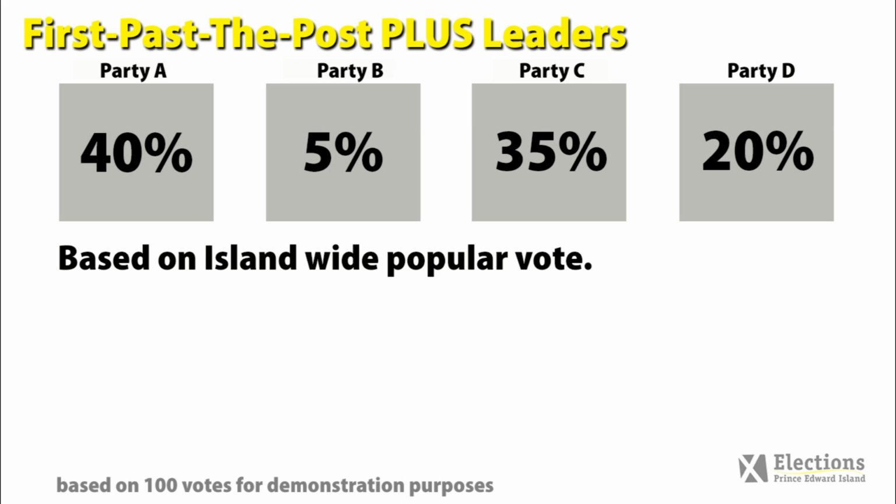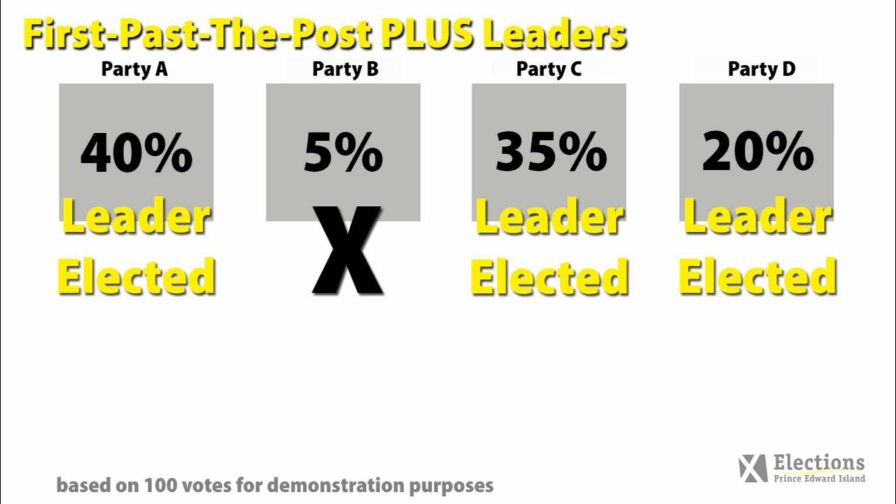For this example, Party A received 40% of the island-wide popular vote. Party B received 5%, Party C 35%, and Party D 20% of the island-wide popular vote. Therefore, Parties A, C, and D would have their leaders elected to the Legislative Assembly.